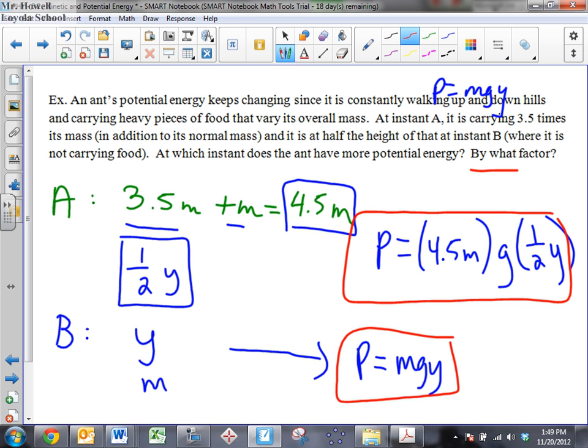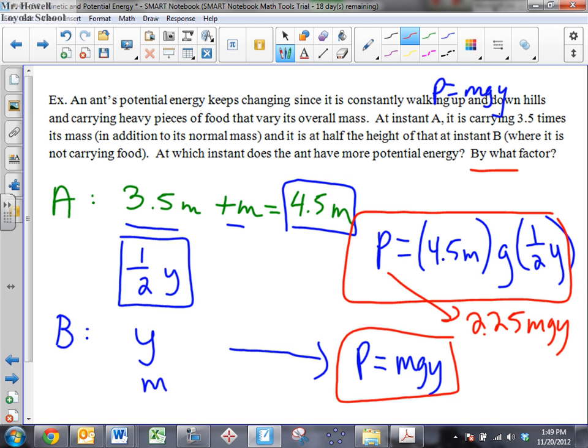4.5 times 1/2 is just 2.25. So this equation up top just yields 2.25 mgy. That's what this becomes right here. So if the question says, by what factor does it increase? It's 2.25. What does factor mean in math? Raise your hand, tell me, Jack, what does factor mean? It's a multiple. Exactly, something you're multiplying by.